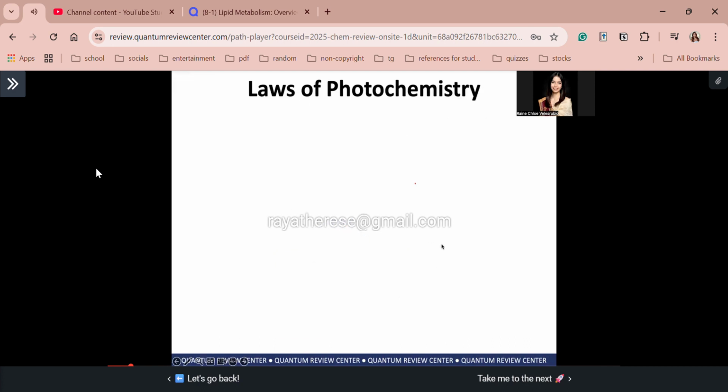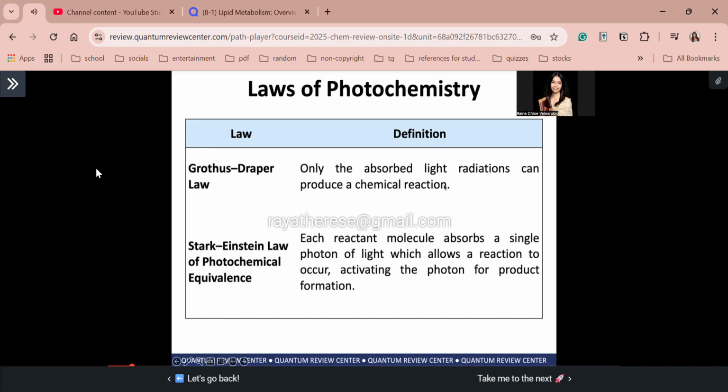Now, these are the laws that are usually explained in photochemistry. First, we have the Grotthuss-Draper law. According to the Grotthuss-Draper law, only the light that is absorbed by a substance can cause a chemical reaction. So the light that is not absorbed, of course, has no effect on the chemical reaction.